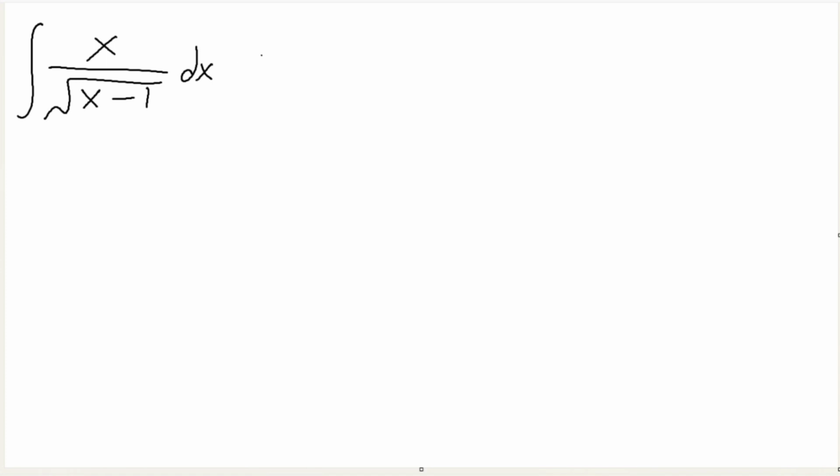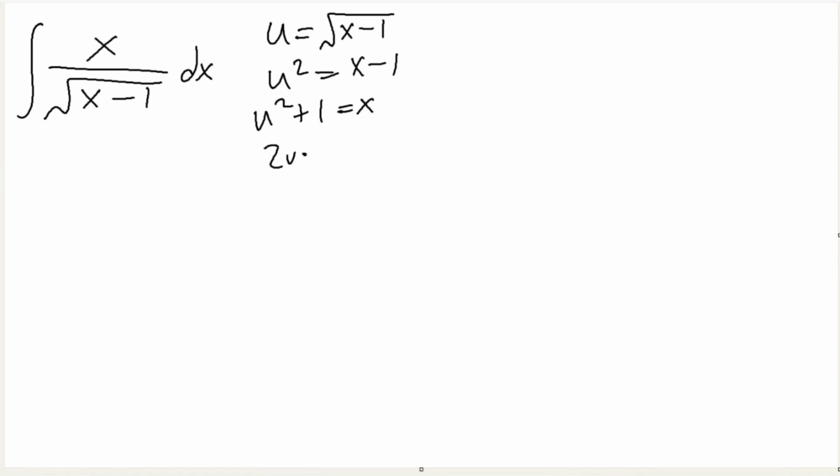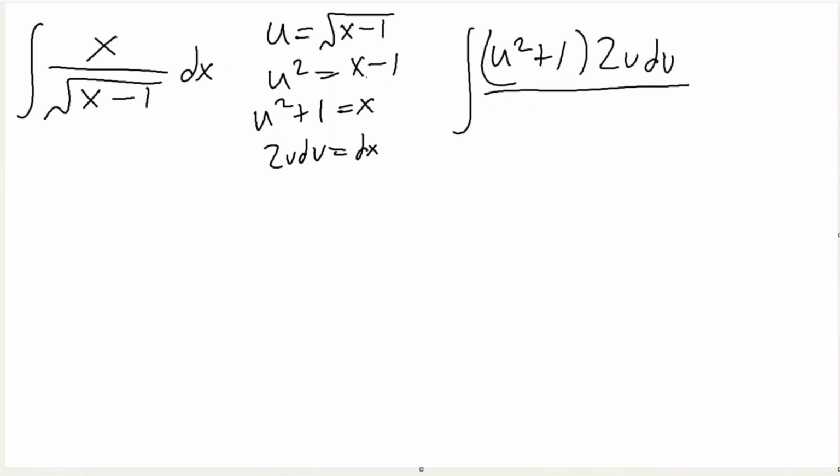In this case, to get rid of this, I'm going to let u equal the square root of x minus 1. Then u squared is x minus 1, so u squared plus 1 is equal to x. Differentiating both sides, we get 2u du equals dx. So x is u squared plus 1, dx is 2u du, and the square root of x minus 1 is just u, so that cancels out. This is super easy now.